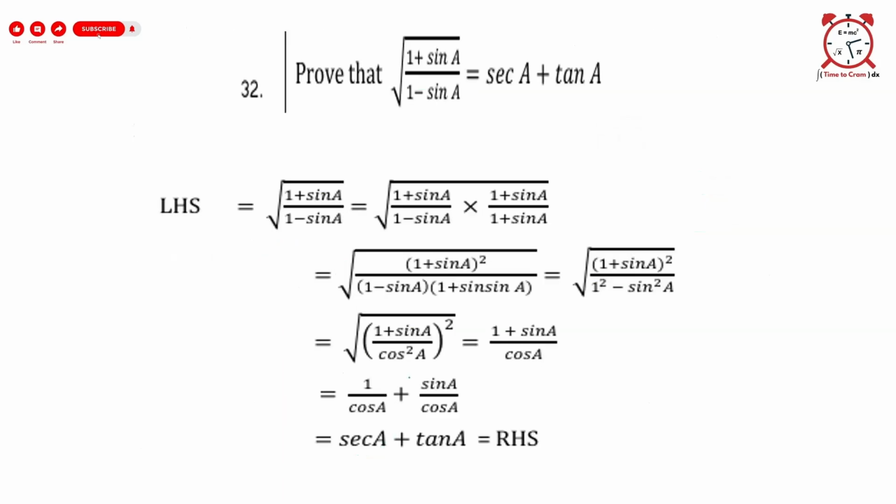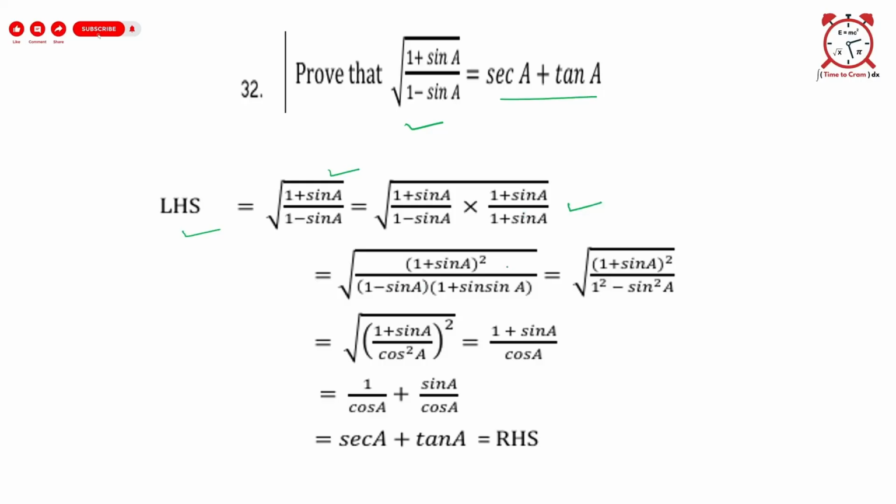Next question. Now a very good question from trigonometry. It is a very easy question. Prove that the square root of (1 plus sine a) divided by (1 minus sine a) equals sec a plus tan a. Let us begin with the LHS. Here we will write the given square root. We will rationalize the denominator here, the way that you know.